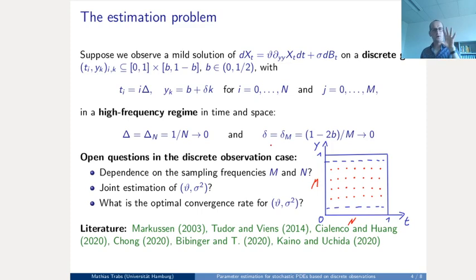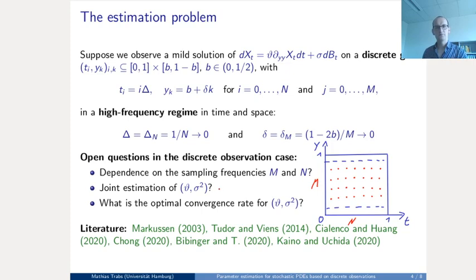What we would like to understand is the dependence of our estimation problem on the spatial and the time sampling frequencies. We would like to estimate both parameters jointly, and of course we would like to know the convergence rate.